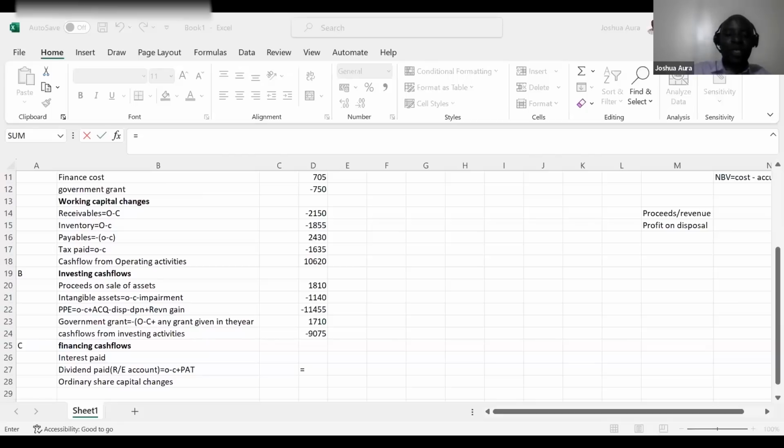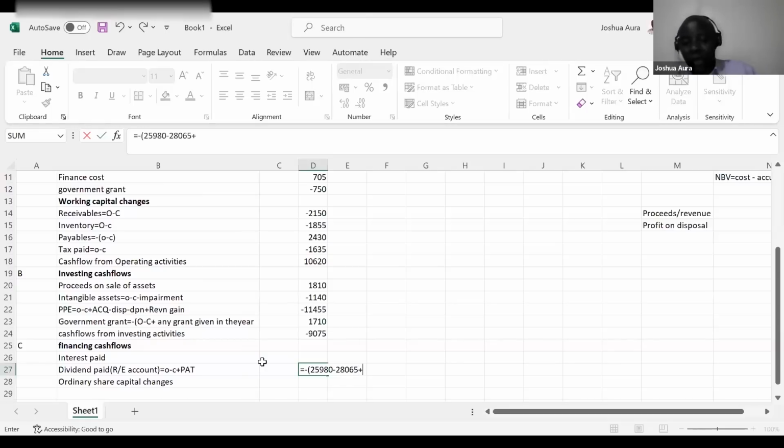So could you kindly do this in your cash flow statement? You'll come and say equals. Because of the word paid, it's important to get this right. So say minus, put brackets there. So you have here 25,980 minus 28,065 plus 5535, and then you close brackets like that.